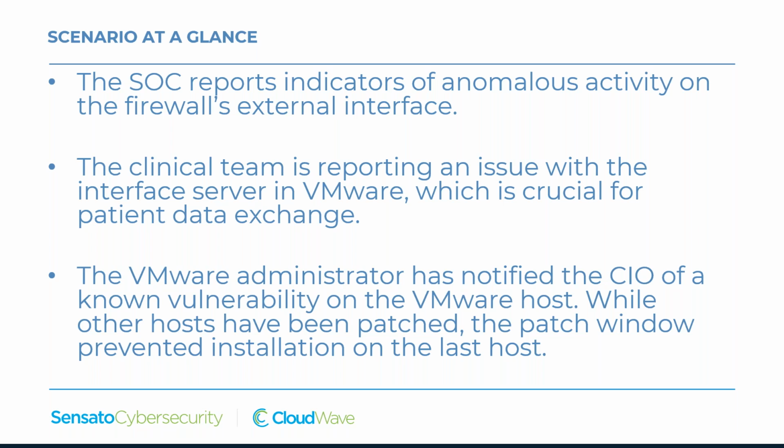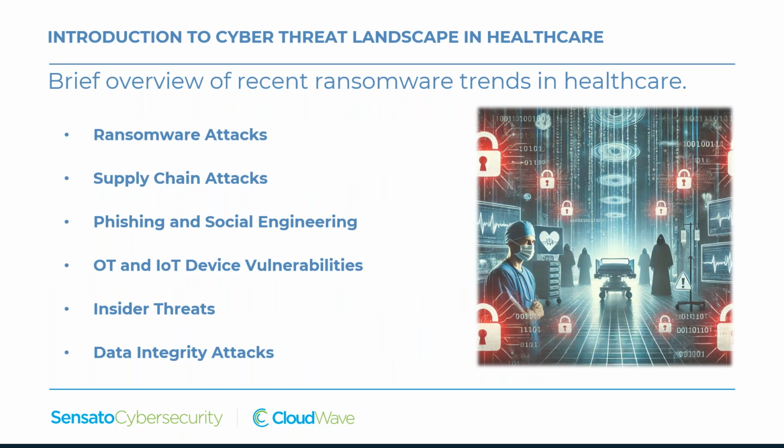The VMware administrator, upon learning that there's been some activity going on, notifies the CIO of a known vulnerability on the VMware host. During the last patch window, he was able to patch all of the other VMware hosts, but the host that is housing the interface server wasn't able to be patched. So think about that as we go through. We're going to have some questions and answers as we get into our scenario, and hopefully it'll be good and interactive.